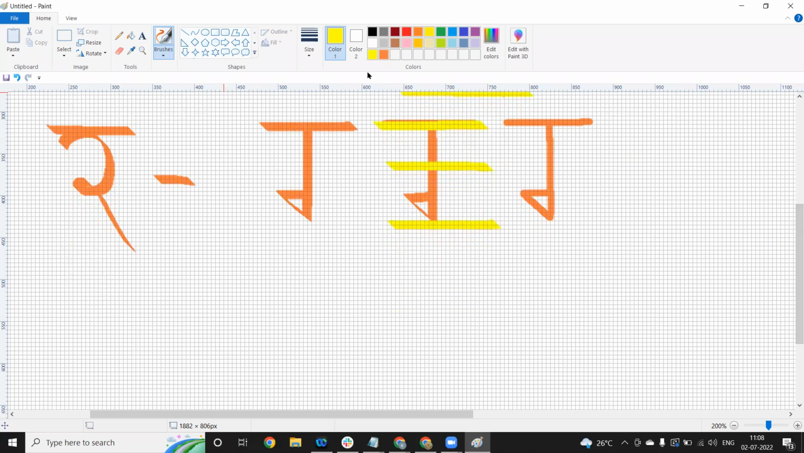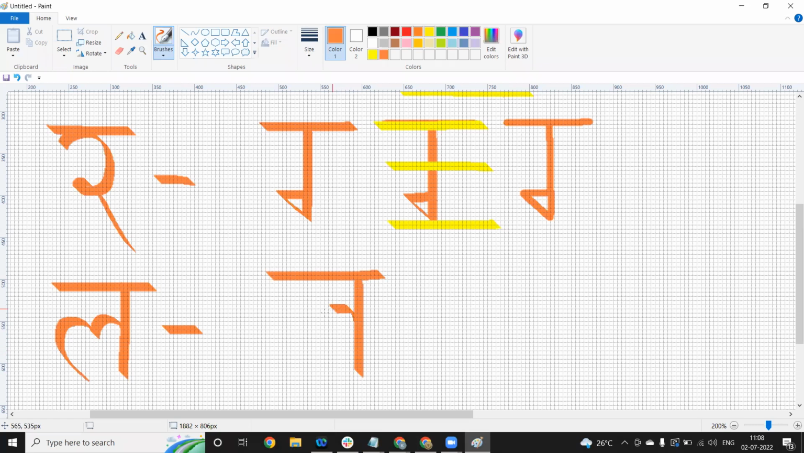Now coming to the next, here La. La, again you will find it very similar to its Devanagari equivalent. This is La in Devanagari lipi. Here you won't find much difference. We start from the right of the Shirorekha. We draw this vertical stroke. Then we have these two loops, in a similar way.